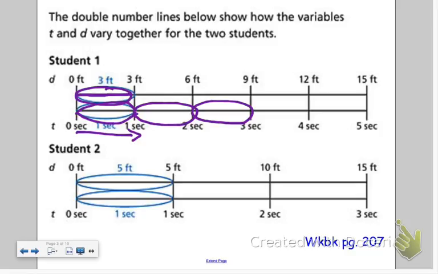And then student 2, if you remember, they go 5 feet per second, so their ovals are a little bit bigger because when they go from 0 to 1 second in that elapsed time period, they're going to be traveling 5 feet.